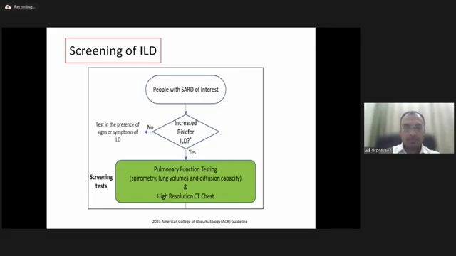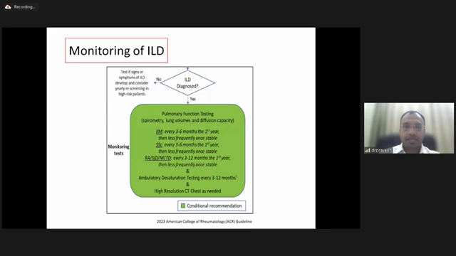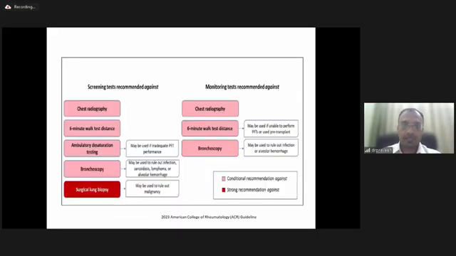Look for the signs and symptoms clinically, and then do an HRCT followed by a PFT, which includes spirometry, lung volumes, and DLCO. If the ILD is diagnosed, then the PFT has to be repeated. In myopathy, it is every 3 to 6 months for the first year. In systemic sclerosis, 3 to 6 months for the first year. For others, it is 3 to 12 months for the first year, and then less frequently once stable. Ambulatory desaturation testing can be done every 3 to 12 months. HRCT as and when required.